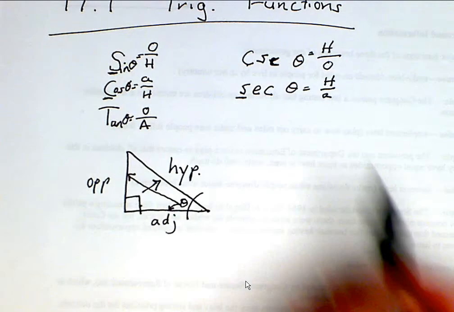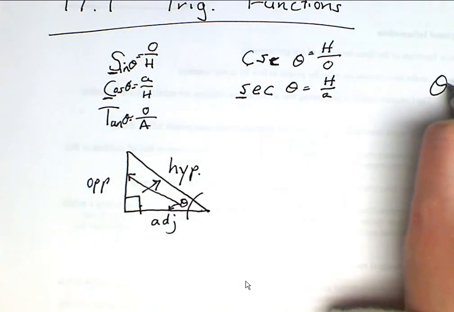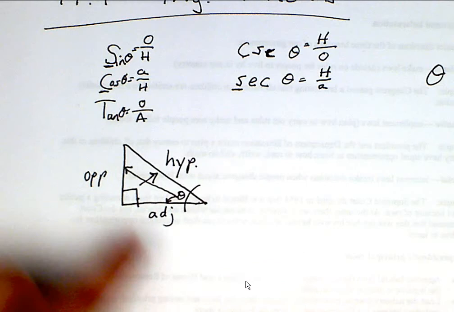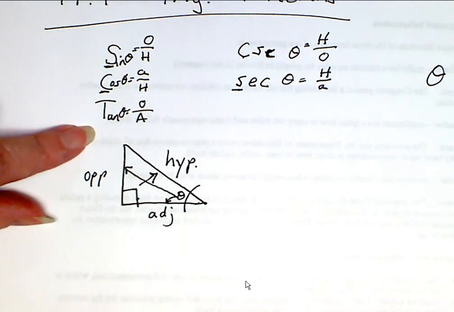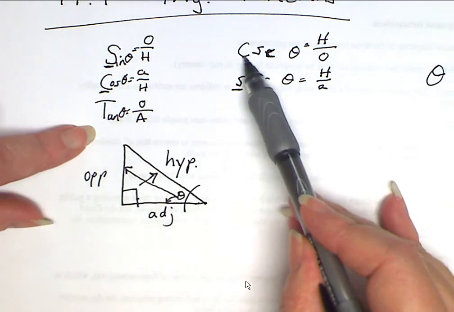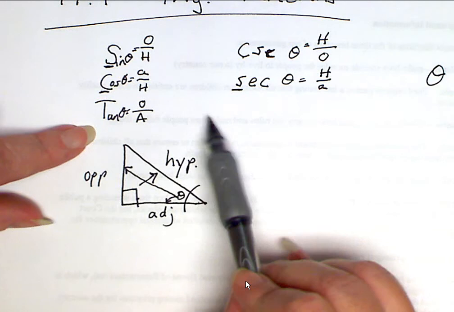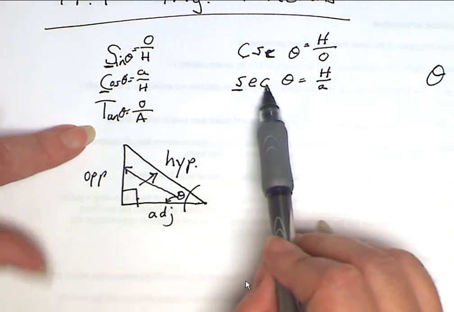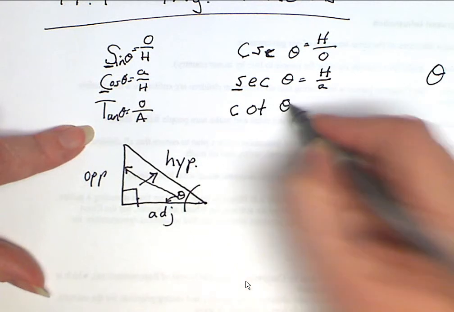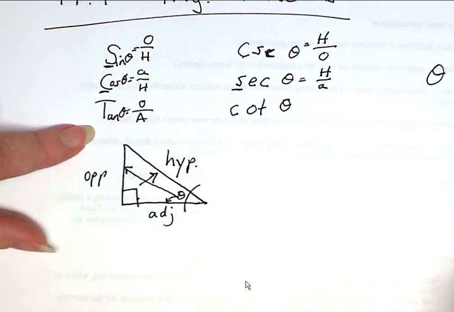Okay, first of all, the circle with the line through it is theta. It's a Greek letter. It means an angle. Sine, cosine, and tangent are only 3 of the 6 trigonometry functions. You probably only learned 3 of the 6 last year. So this is CSC, this is SEC, which is secant, and the last one is called cotangent of theta. I remember learning that. Yeah, cotangent we did.